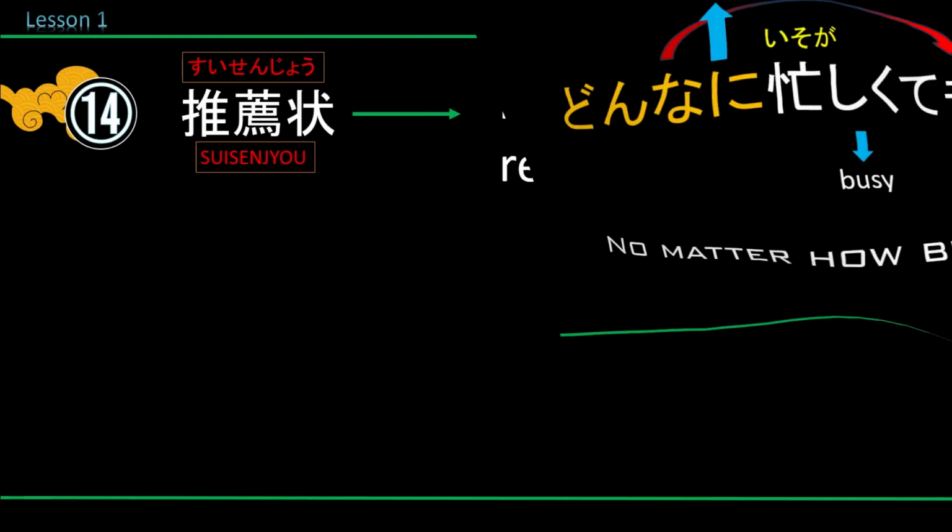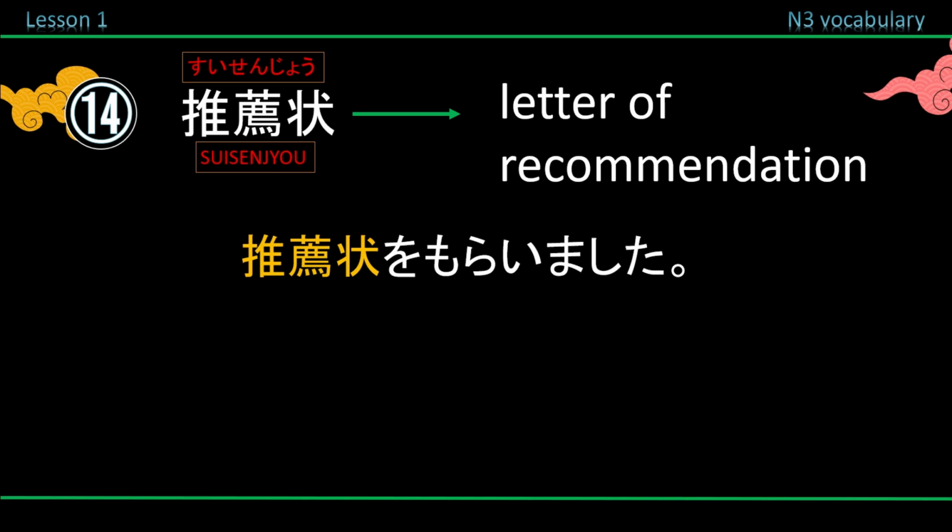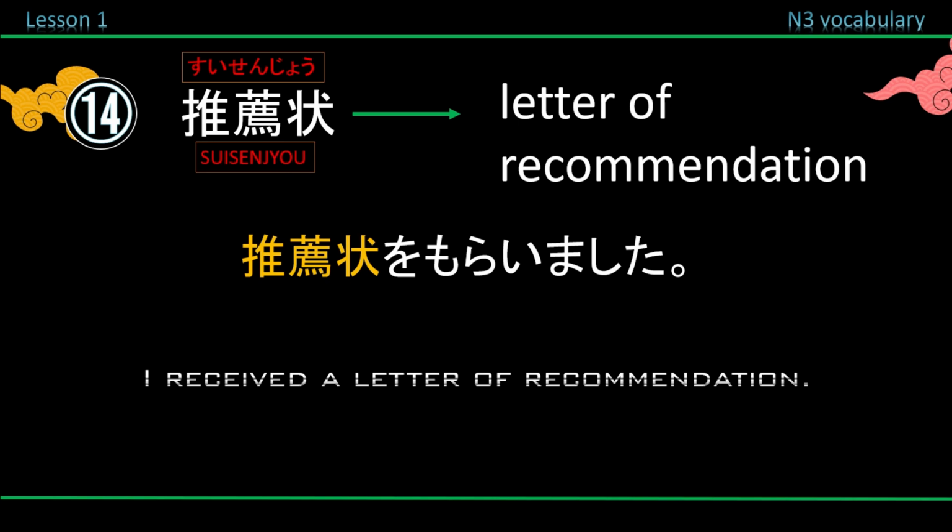The next word is suisenjo. It means a letter of recommendation. The kanji here is a bit complex, and for the JLPT exam, you don't need to memorize the kanji. Knowing the hiragana form is enough. However, in real life in Japan, you will often need recommendation letters from your teachers, professors, or even doctors. So here is an example sentence. Suisenjo o moraimashita. This means I received a letter of recommendation.